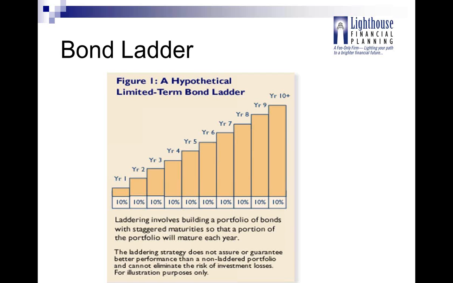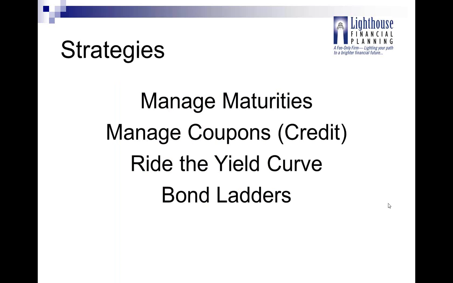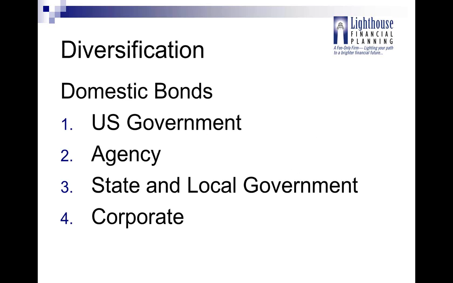So that's one of the reasons we add bond ladders. It's the fourth part of our strategy on how we manage bonds. The first one, again, manage maturity. Second, manage the creditworthiness. Third, look at the shape of the yield curve and ride it where you get the best bang for your buck. And the next is to use a bond ladder to get a higher yield for the amount of risk you take. And then finally, the thing that I want to mention is diversification.